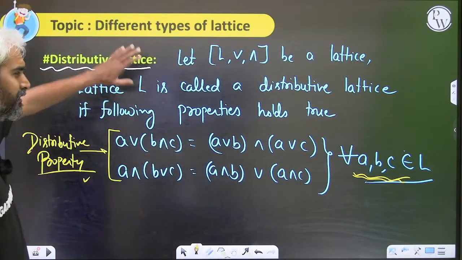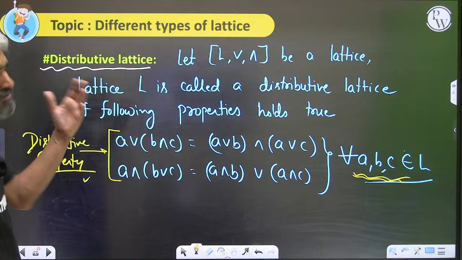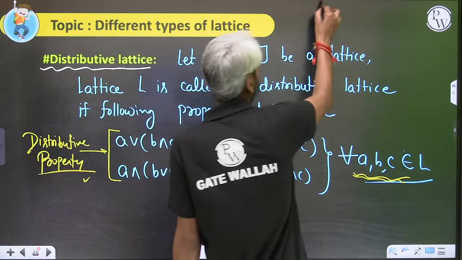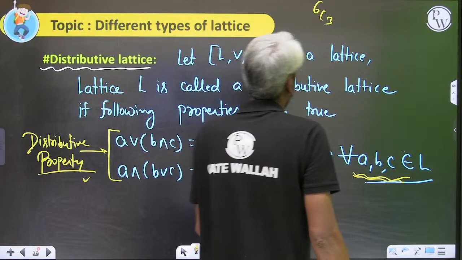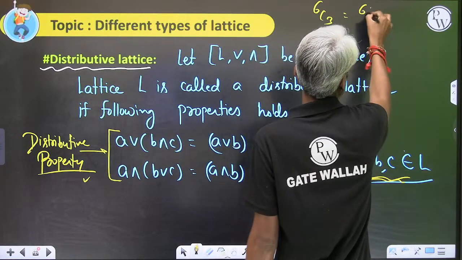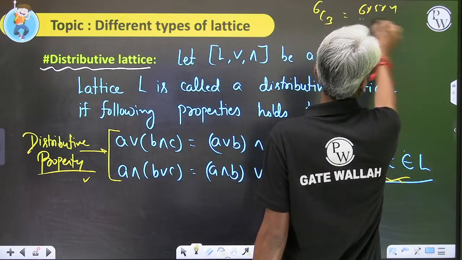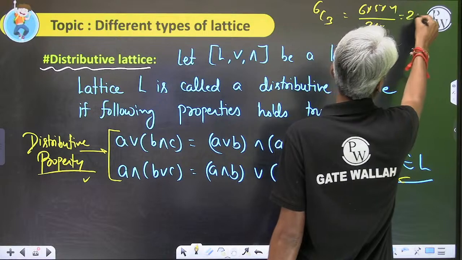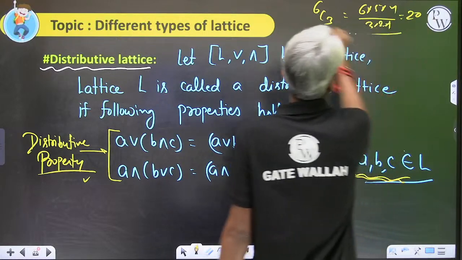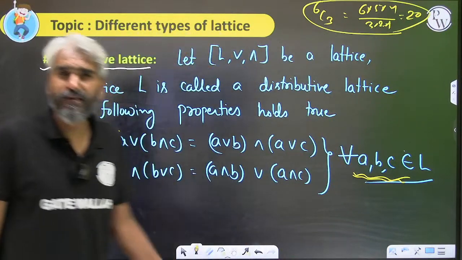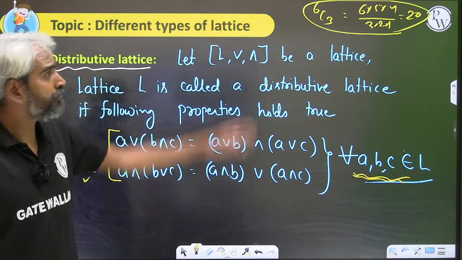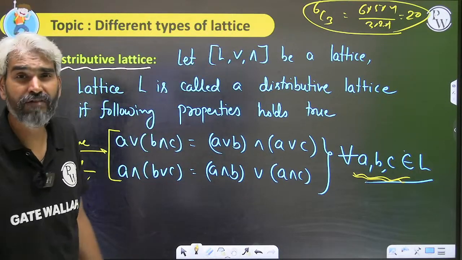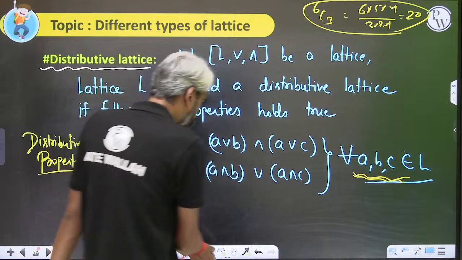But this is quite clumsy to check. If you have 6 elements in the lattice, then in how many ways can you choose 3 elements out of 6? There are 20 different ways. Will you go for 20 different triples and check whether these two properties are satisfied for each one of those 20 triples or not? It will be very time taking, right? So, therefore, we do not use this property.